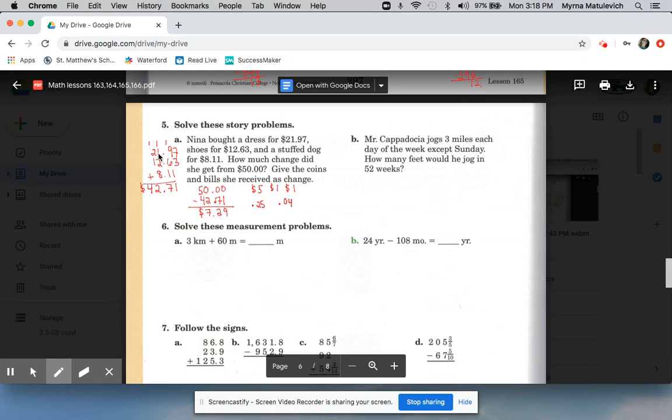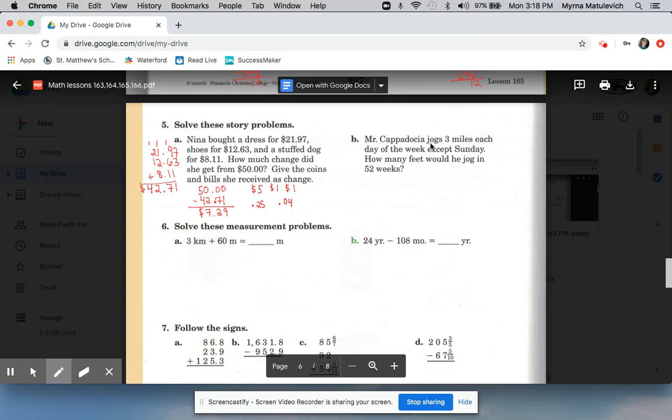And I added up what she spent, and it was $40.71. I subtracted that from $50, and her change is $7.29, which in bills and coins is a $5 bill, two $1 bills, a quarter, and 4 pennies.